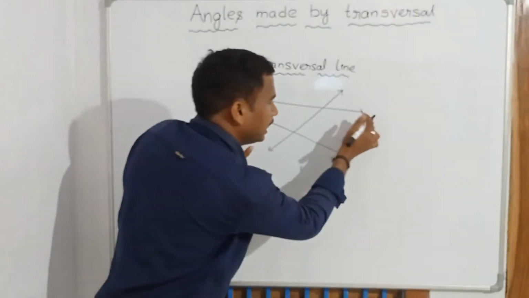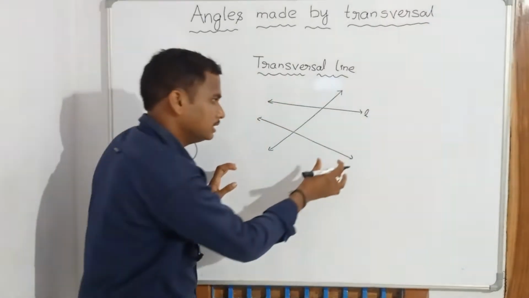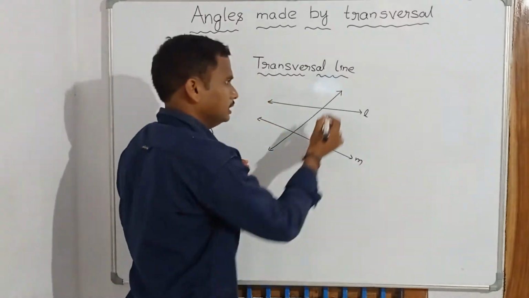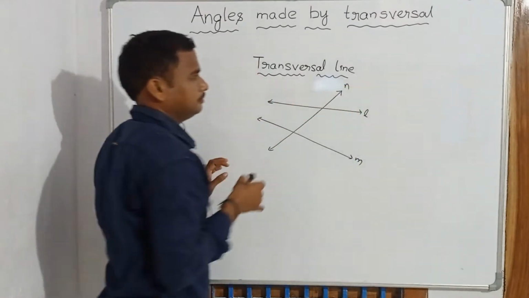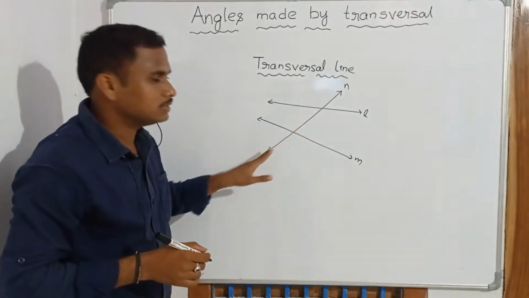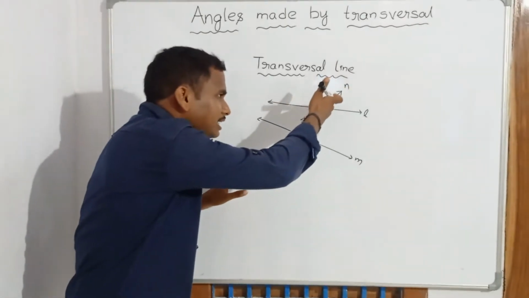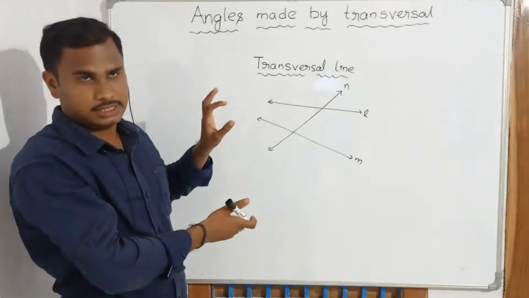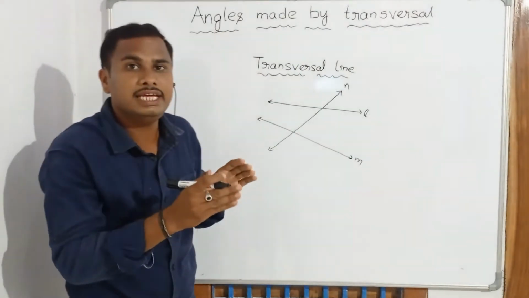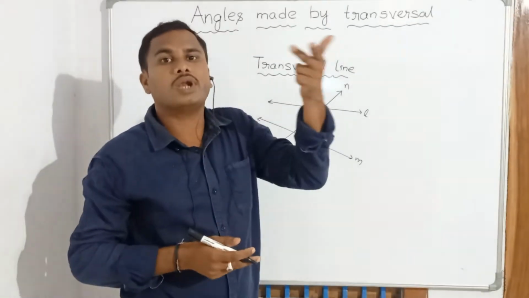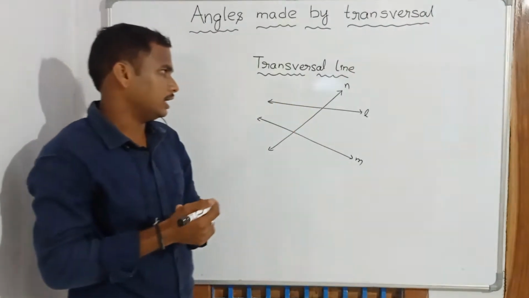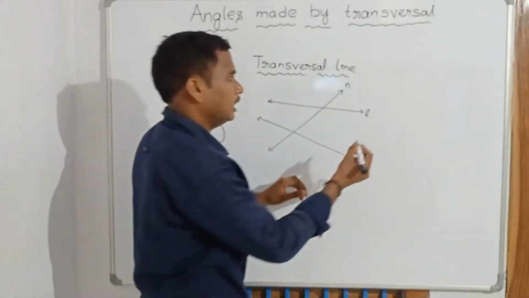For example, this line name is L. This line name is M. This line name is N. N is a transversal line because a line is passing through two lines. Transversal line means a line is passing through two or more lines. It's called transversal line. That means N is a transversal line.